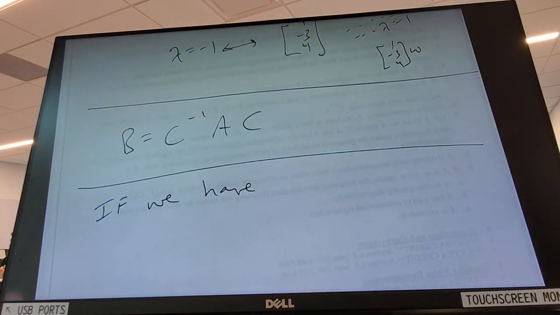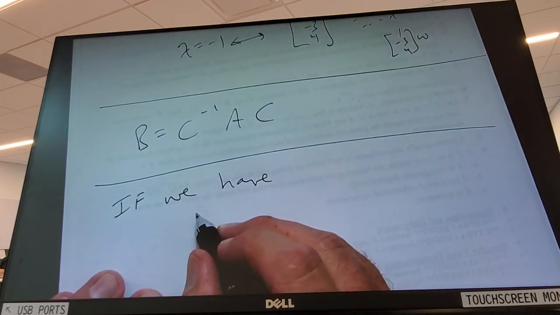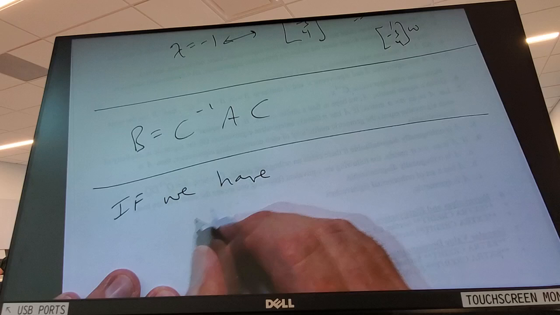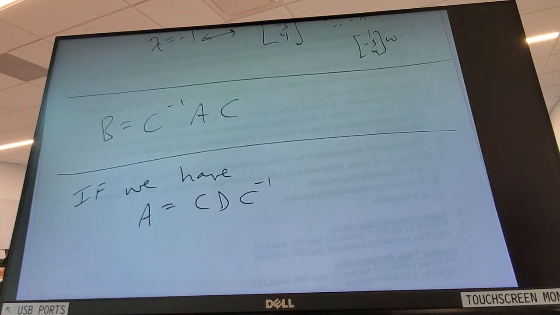Here we go. I'm going to be very specific here, eventually. All right. Do you remember if I solve for A, I get C, B, C inverse?